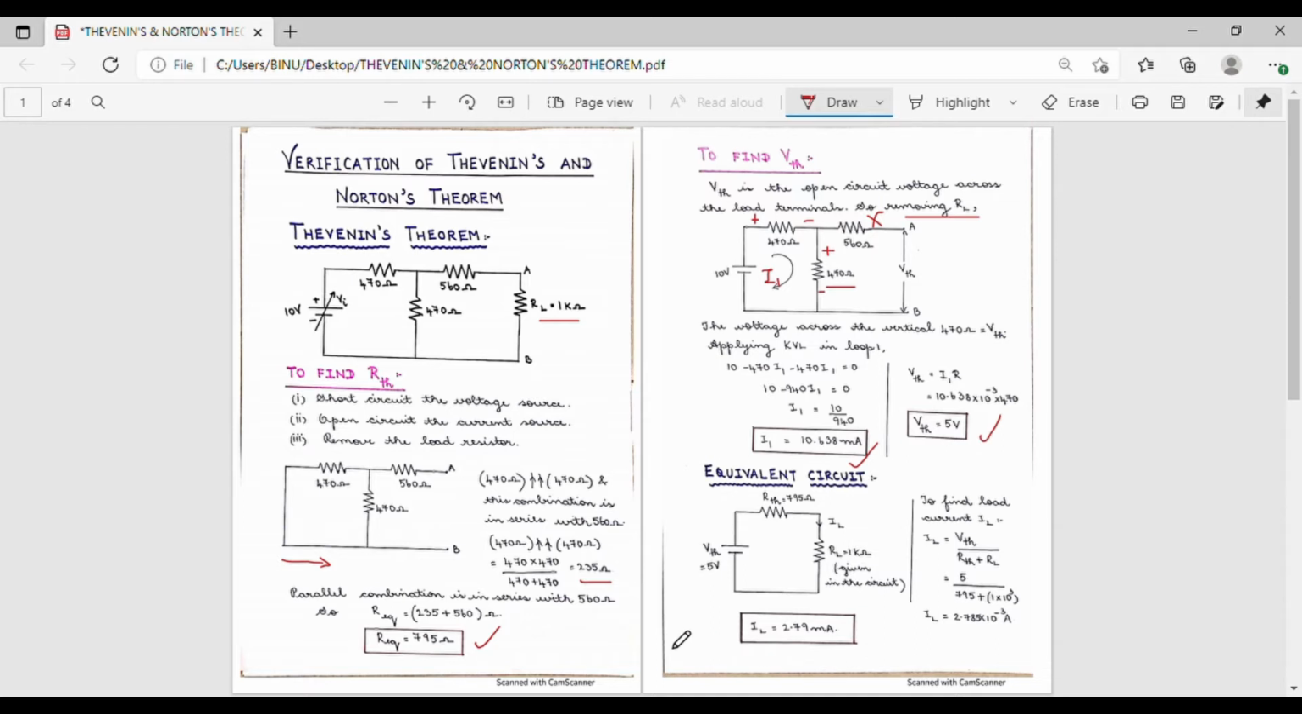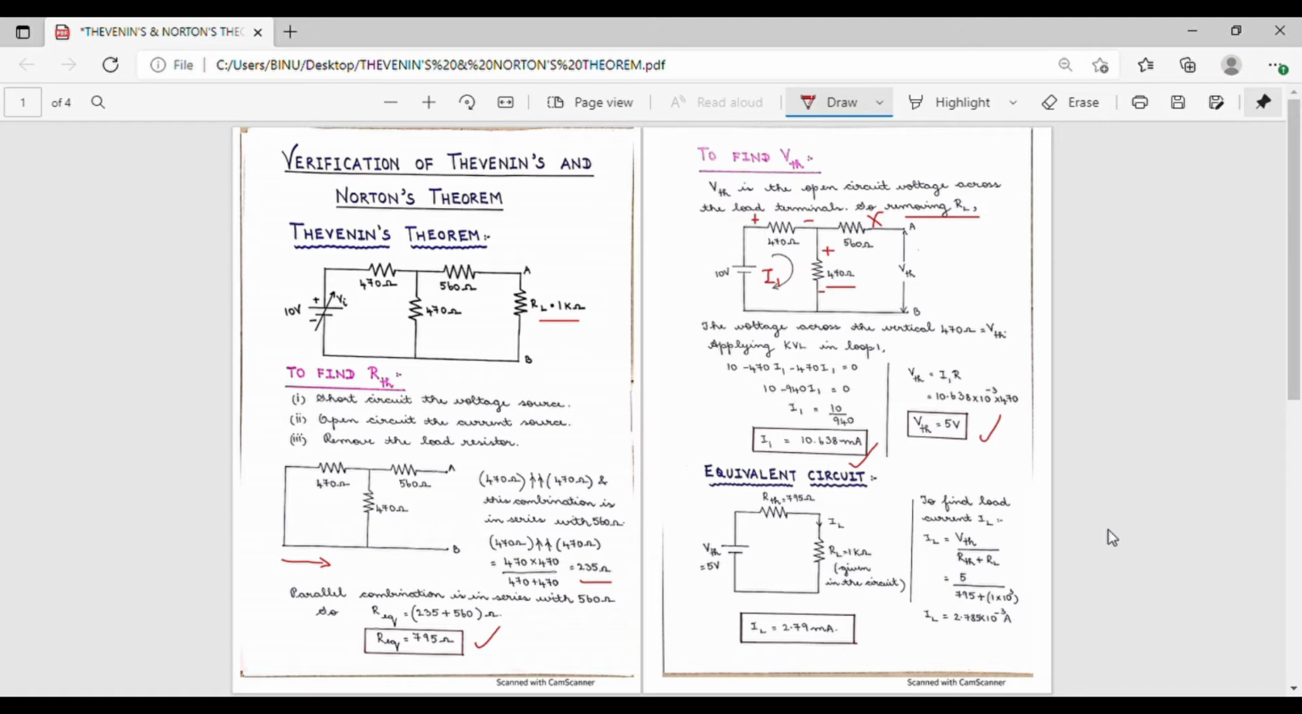In order to find the Thevenin's voltage across this 470 ohm resistor, the formula for VThevenin is I1 into R. Since I1 is the current flowing through the first loop and we have found the value of I1 as 10.638 milliamps, on multiplying the value of current I1 with the 470 ohm resistor, we get the value of Thevenin's voltage as 5 volt. Thus, we have obtained the value of Thevenin's voltage.